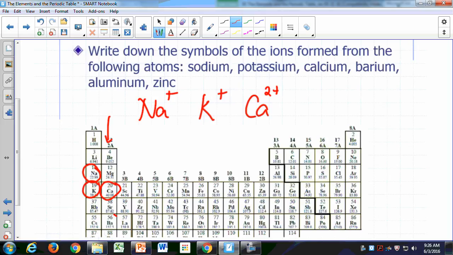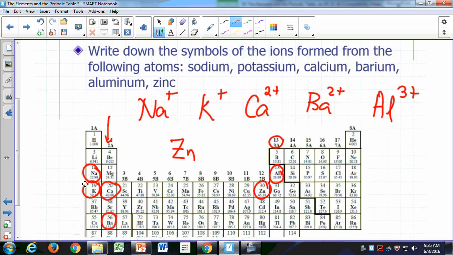Barium, what would be the charge? Ba +2. Aluminum, always. It's in group 3A, and that's another way to remember it. It's always +3 if it's an ion. Zinc, +2. Okay?